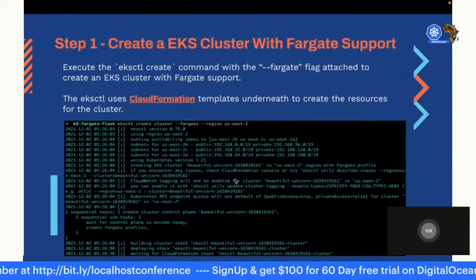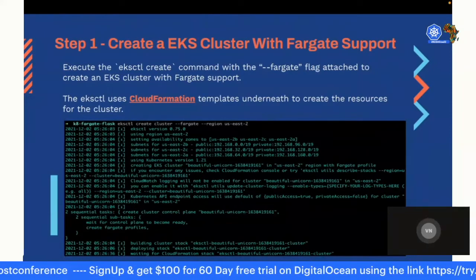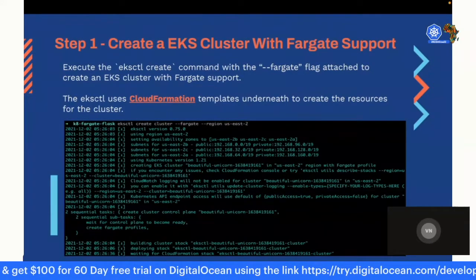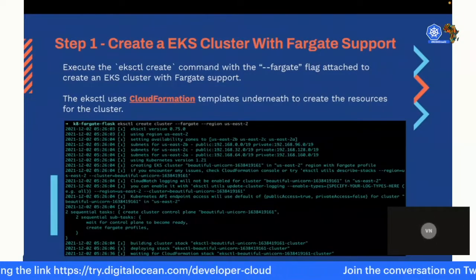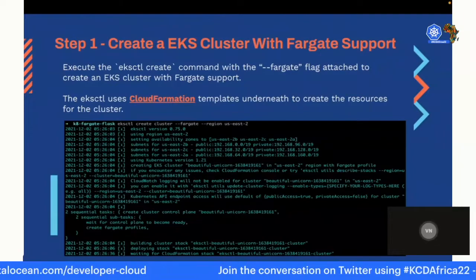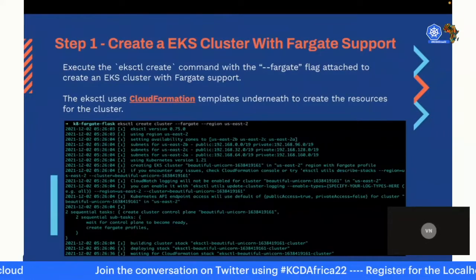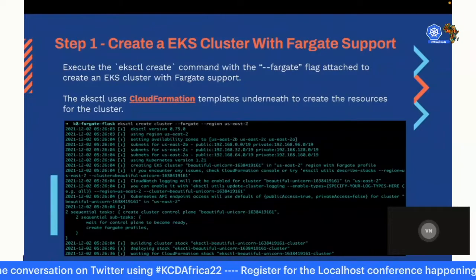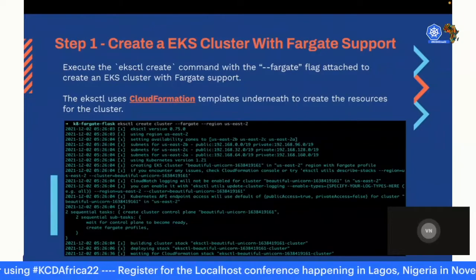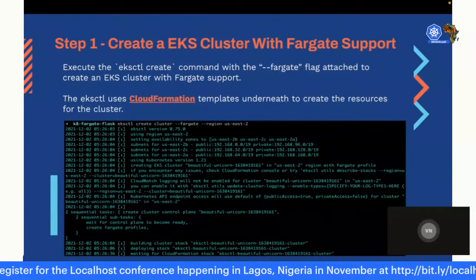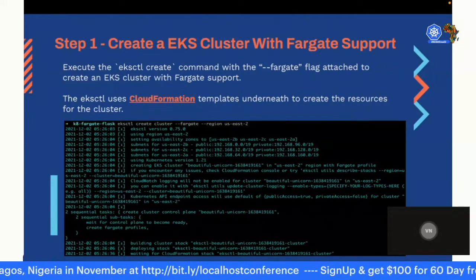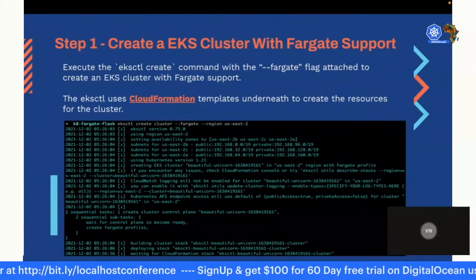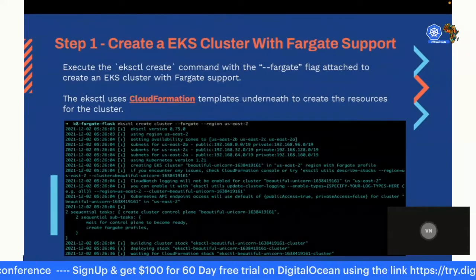So to actually use Fargate, the first step is to create the EKS cluster. And like I said earlier on, you have to specify the Fargate flag. Otherwise, it would be created as a normal cluster without the Fargate support. So you execute the eksctl create command, then you specify the Fargate flag attached to that command. Underneath, eksctl uses CloudFormation with some templates to create the cluster. And it takes a lot of time.